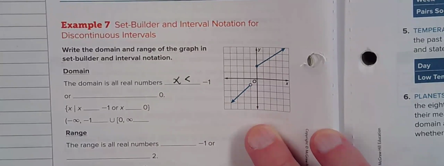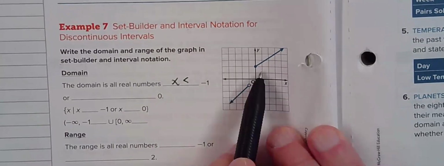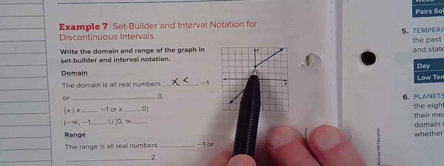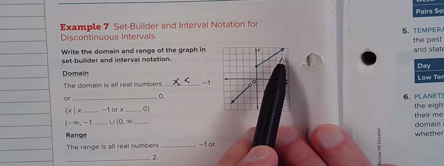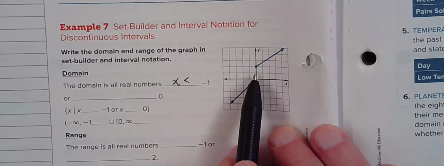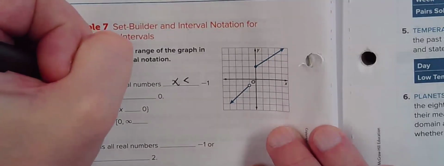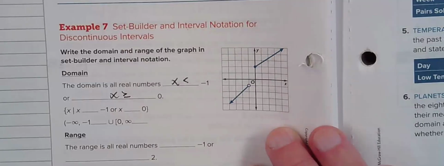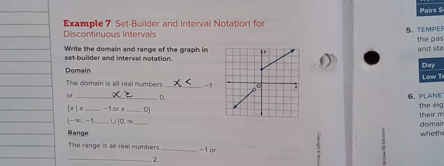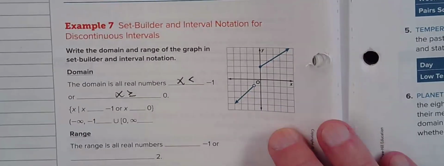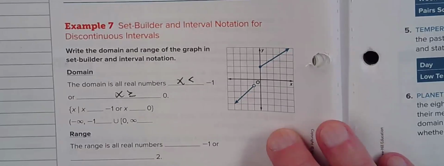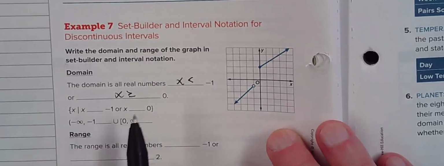Or all values of x in what relation to 0? Greater than or equal, because it's a filled-in circle. So x greater than or equal to. I think it wanted us to use the words here, but I'm just going to go with the symbols. X is greater than or equal to 0. Those are the symbols we're going to put here and here.